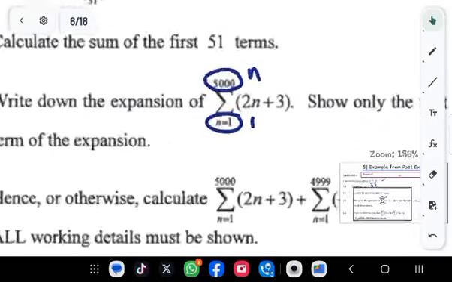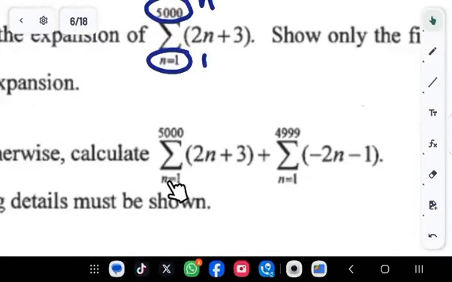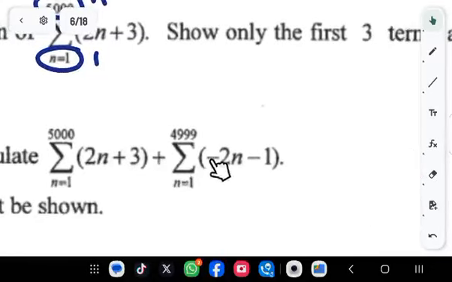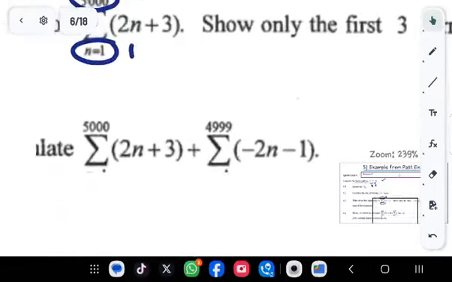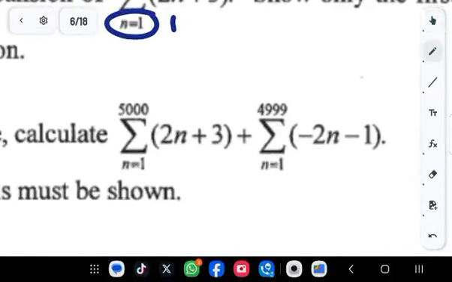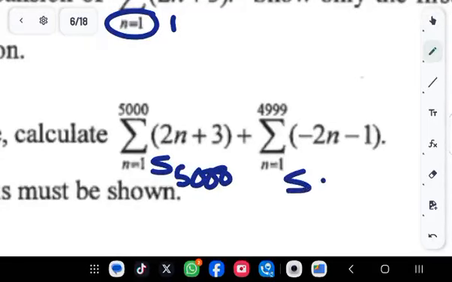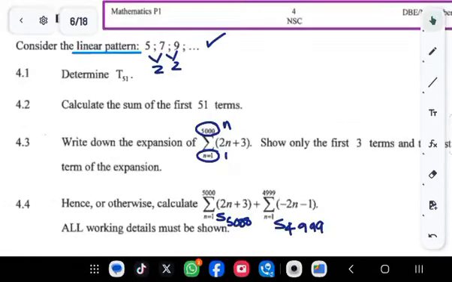hence or otherwise calculate the sum of 2n plus 3 from n equals 1 all the way to 5,000 plus the sum of minus 2n minus 1 all the way from 1 to 4,999. Now in order to calculate this, let's find the sum of this one. This is the sum of the first 5,000 terms for this one, and this is the sum of the 4,999 terms for this one. So let's go.